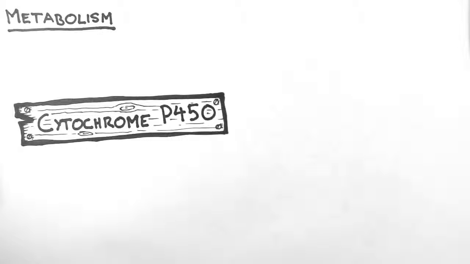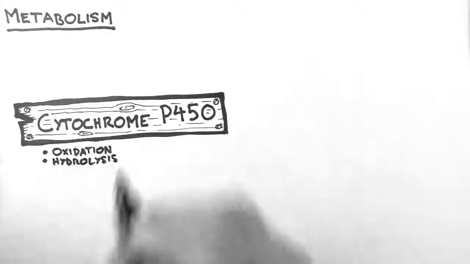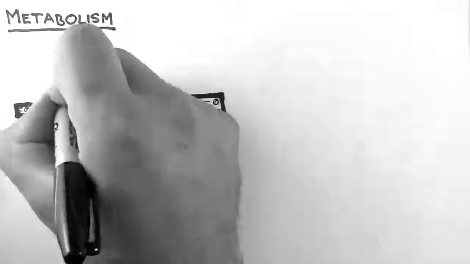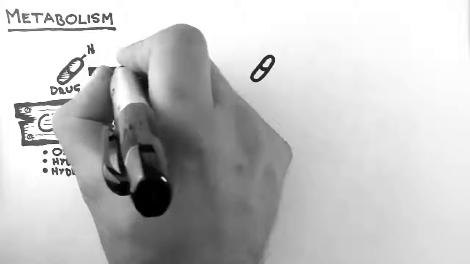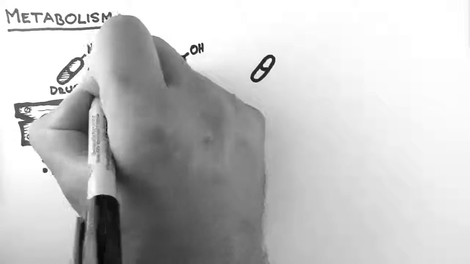Cytochrome P450 enzymes metabolize drugs through a variety of processes. These include oxidation, hydrolysis, and hydroxylation. So let's have a look at how this works, and I'll try and keep the organic chemistry to a minimum. Here is a drug, and this drug has a hydrogen attached to it. This hydrogen is going to be the target of our cytochrome P450 enzyme. Through the process of hydroxylation, the cytochrome P450 enzyme has turned the hydrogen into a hydroxyl group.